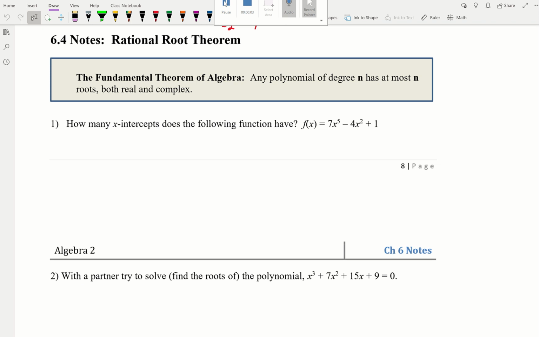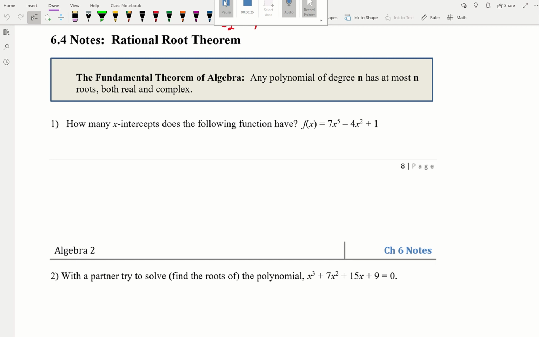In this video, we're going to take a look at the 6.4 notes, which will focus on the rational root theorem. This will be something new that you guys haven't seen before, but it relates to how we find zeros of polynomials that we might otherwise not be able to by factoring.